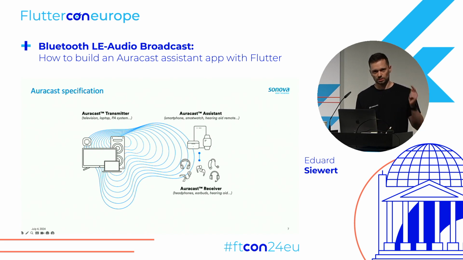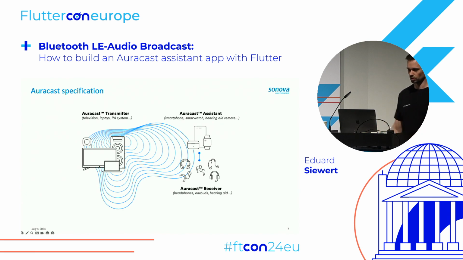Now the user is able to select the desired source. And once we have this information from the user, what we need to do is tell the receiver, hey, the user selected this broadcast, please synchronize to it, and then the receiver will synchronize to this broadcast. So the transmitter and the receiver are not connected, but the receiver is synchronized to the audio stream. And after this, the assistant is basically out of the game. You can put your phone away, turn it off, whatever, the stream will continue.